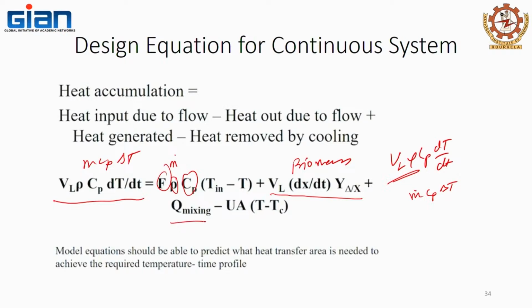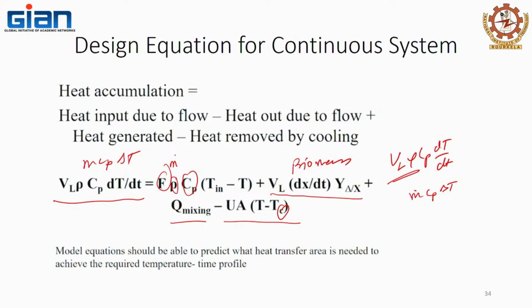This is the heat added because of mixing. This is the heat being removed. This Tc is the cold temperature, right? This is the heat being removed: UA delta T. U is your overall heat transfer coefficient, but we are looking at it from the convection perspective. Convection, UA delta T, okay? We are looking from the convection perspective.